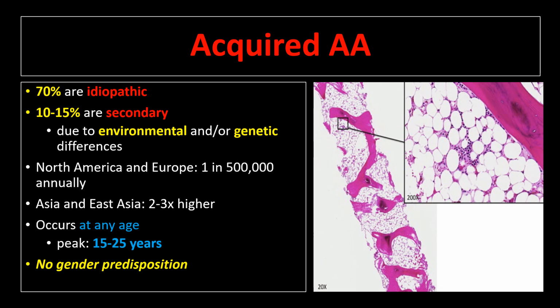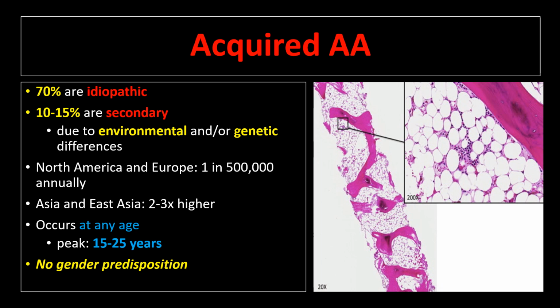Based on epidemiology, 1 in 500,000 patients in North America and Europe are diagnosed with the acquired type of aplastic anemia. And in Asia and East Asia, there is a higher chance, a 2 to 3-fold risk of having the acquired type of aplastic anemia. For the peak age of occurrence, it could occur at any age, but the peak age is 15 to 25 years old. There is also no gender predisposition.